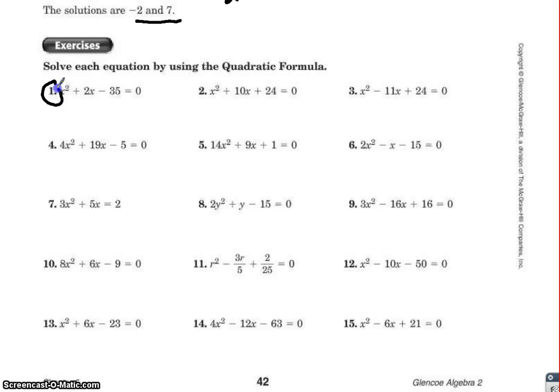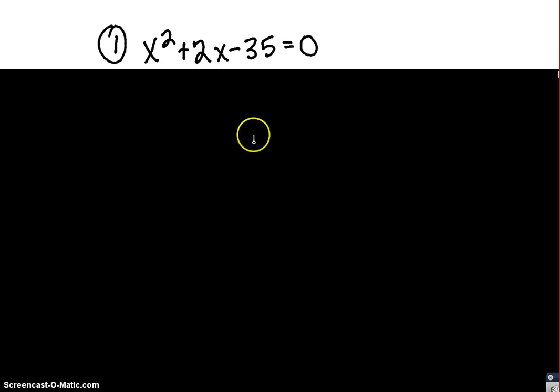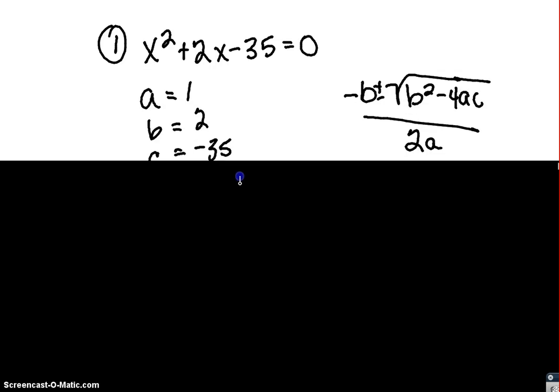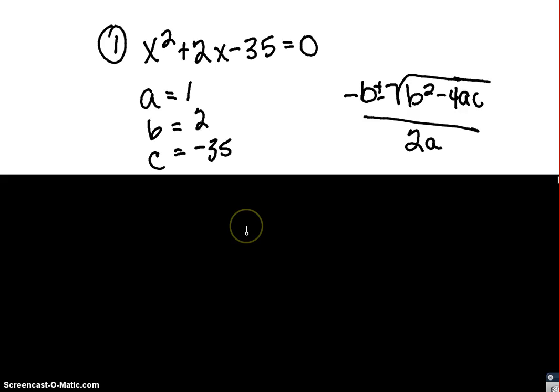Okay, looking at problem 1, I have x squared plus 2x minus 35 equals 0. Now this equation is already equal to 0, so I don't actually have to solve anything. It's already in the correct format. So I'm just going to label A, B, and C, and I'm going to plug it into the formula. Okay, so the first step in problem number 1, I want you to go ahead and label your A, your B, and your C.